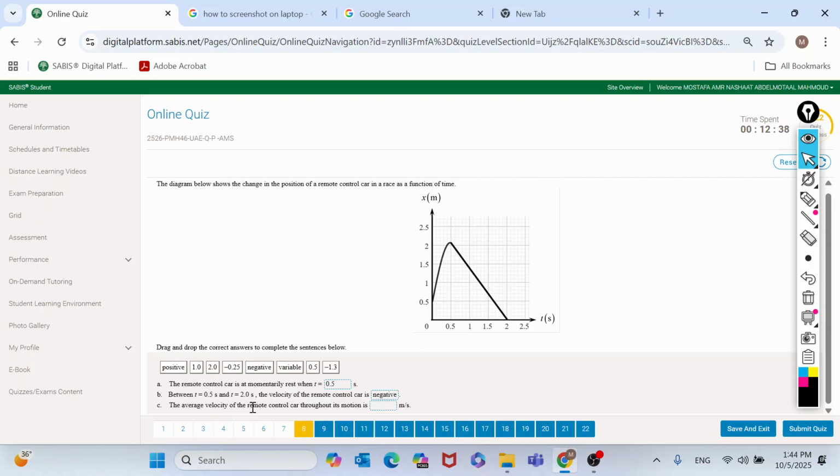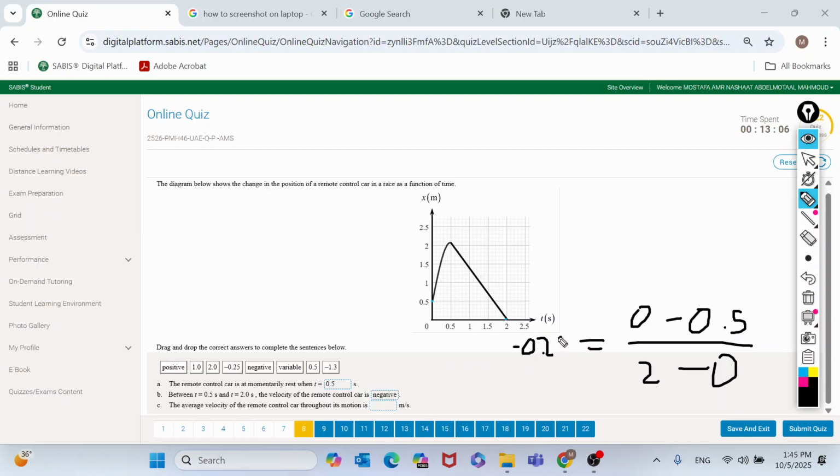The average velocity of the remote control car throughout its motion. So here they want the slope of the secant between this point and this point. You don't need to draw the secant, you just need to see the points and do it. Okay. x final is 0 minus x initial is 0.5 over t final, so 2 minus 0. Negative 0.5 over 2 equals negative 0.25. So the answer is negative 0.25.